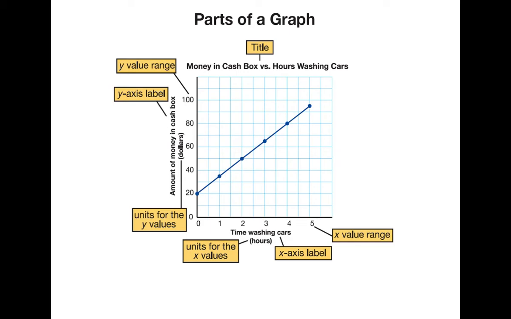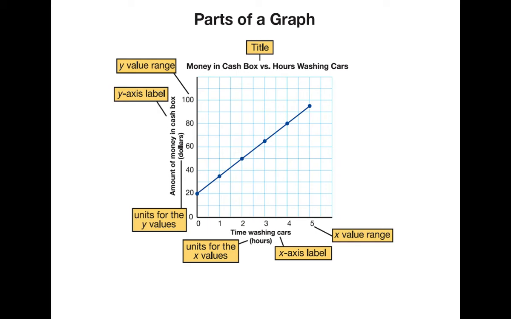Then on each axis, you want to do a couple of things. You want to make sure that you have the numbers labeled so you can see, like on this particular graph, it's the X value range. But then you should also say it's not just time washing cars. We need to always have a unit attached to it, because for time washing cars, maybe that's minutes, maybe it's seconds. So it's very important to include units.